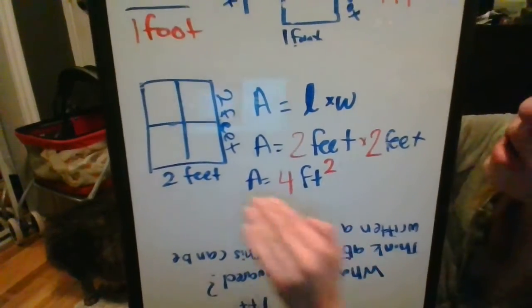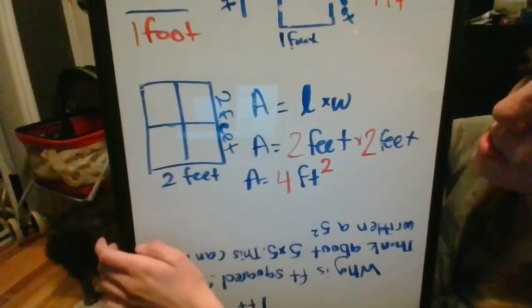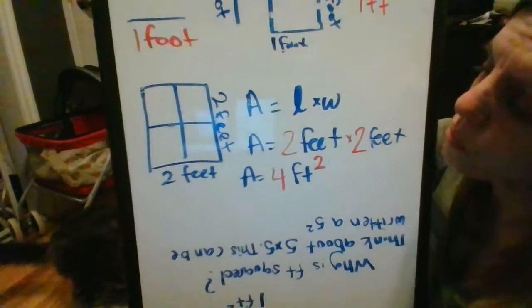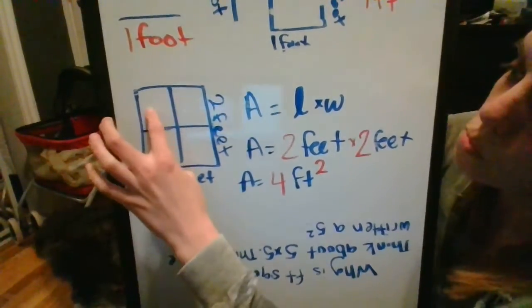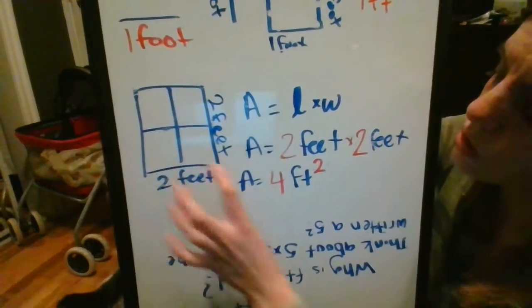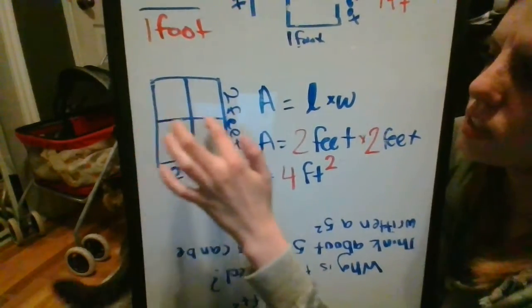I have one more problem, just to show you another quick review. You can also count these squares. Each of these squares for this problem represents 1 foot squared. So I have 1 foot squared, 1 foot squared. So 1, 2, 3, 4. That's 4 feet squared. So you can count them, but you're not always going to have this grid here.